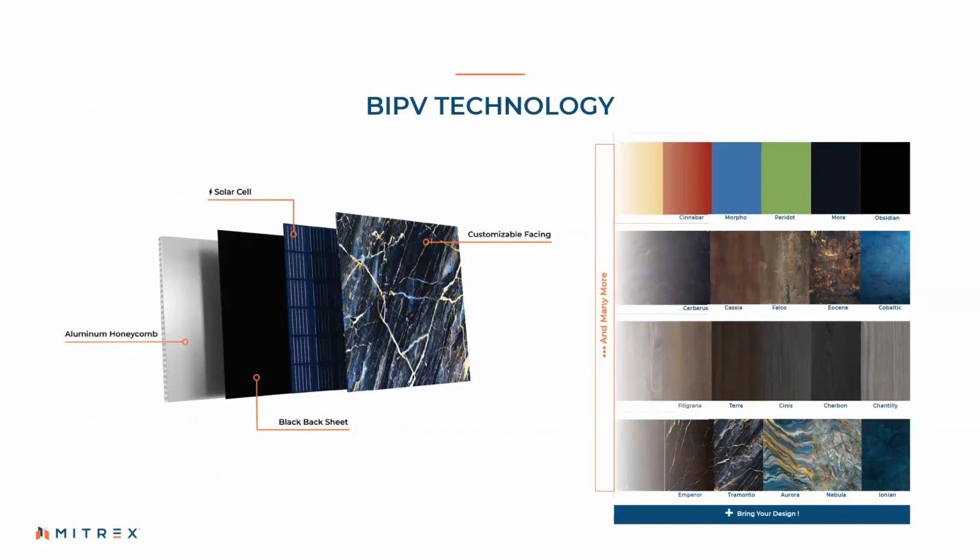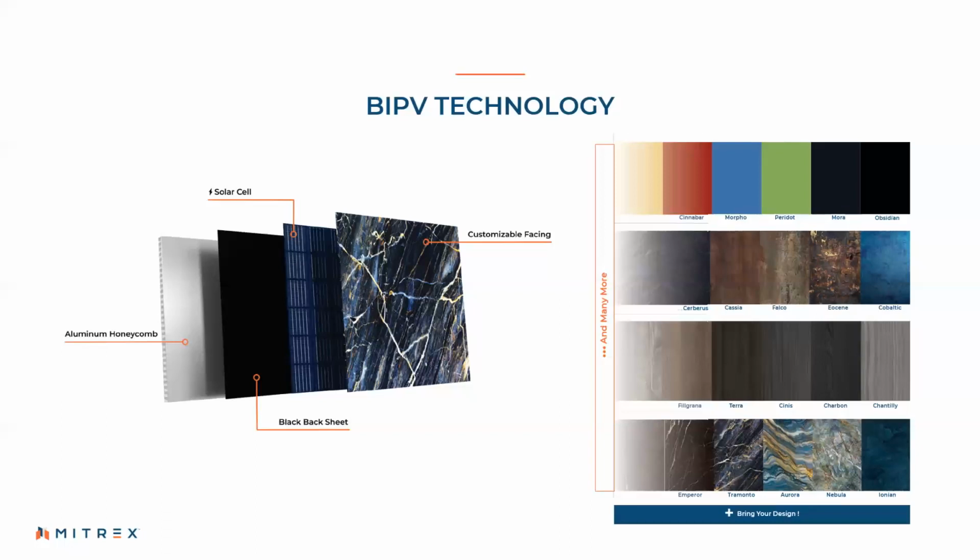So as I said, the facing is fully customizable. You've got your solar cell behind it, you've got your back sheet behind that, and you have your aluminum honeycomb. But the real magic happens in the facing. So the glass remains the same, but the look of it changes, whether it is a monochromatic color, whether it is a pattern that you are applying, whether you're looking to replicate an existing material, or whether you're looking to create something totally unique.